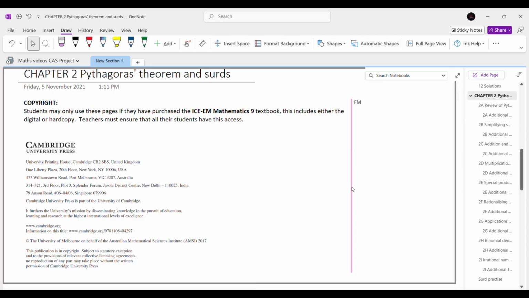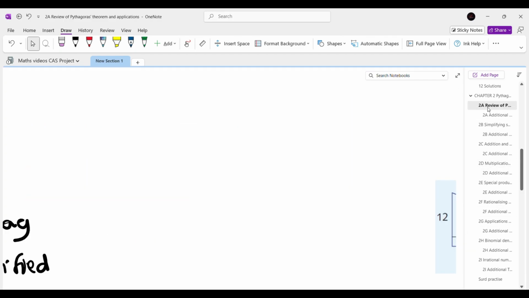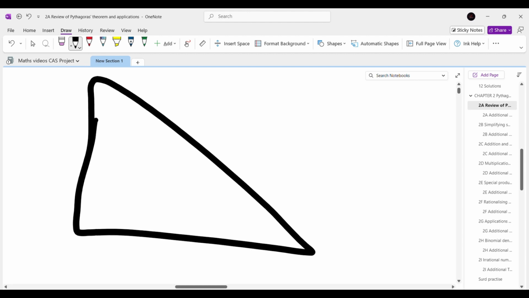Today we'll be running through Chapter 3, Pythagoras' Theorem and Surds, and I'll be giving you a brief summary of all the content within the chapter. But to start with, I'm assuming you all know what a right angle triangle is. It has a right angle.